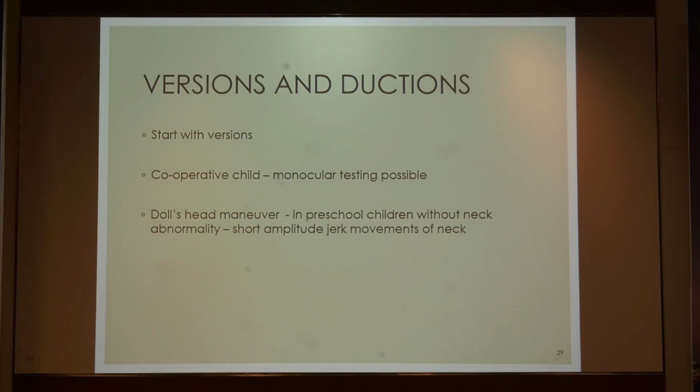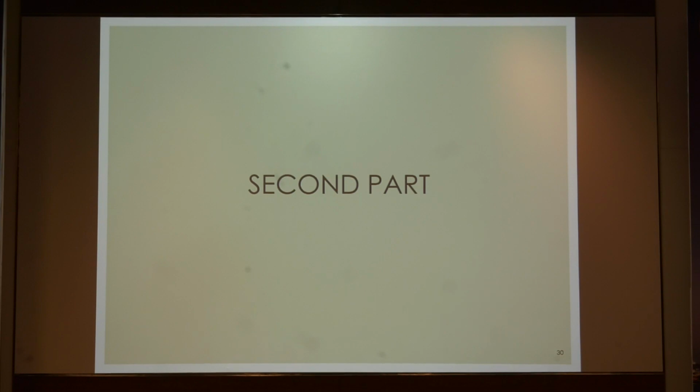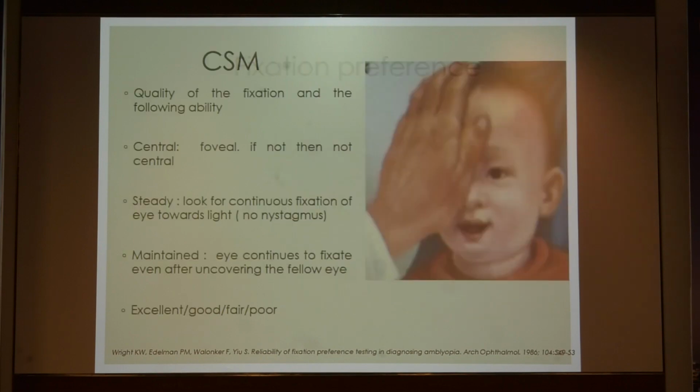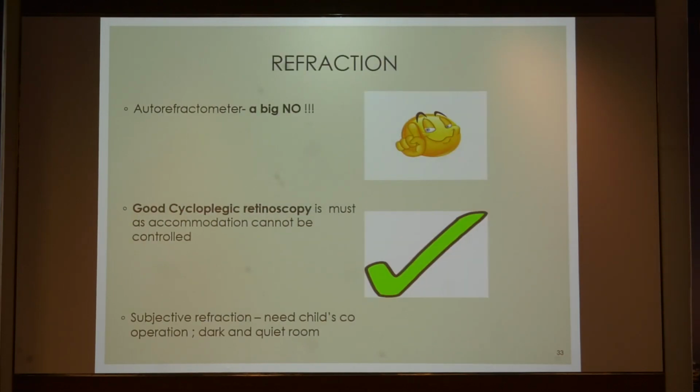Doll's head maneuver is also useful by giving short amplitude jerk movements to the neck, making sure that there is no neck abnormality in the child. The second part, by this time, we should have developed the child's confidence. We start with more close examination. We first check the fixation preference. We look for resistance to closure of any of the eyes. We look whether the fixation is central, steady, or maintained.